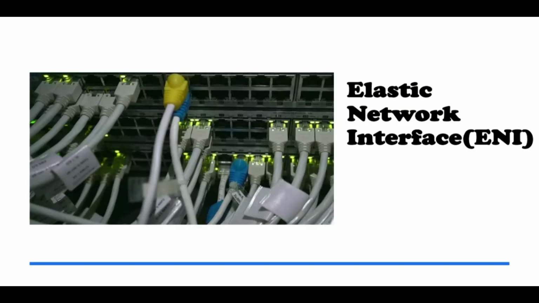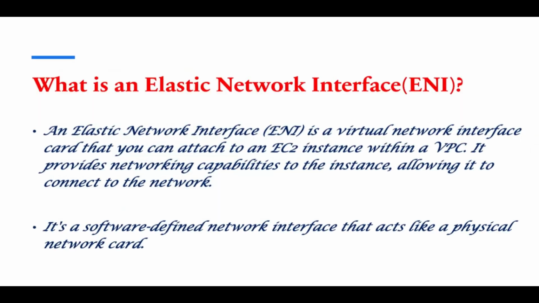Today we will learn about Elastic Network Interface, ENI. What is an Elastic Network Interface, ENI? An Elastic Network Interface is a virtual network interface card that you can attach to an EC2 instance within a VPC. It provides networking capabilities to the instance, allowing it to connect to the network. It's a software-defined network interface that acts like a physical network card.